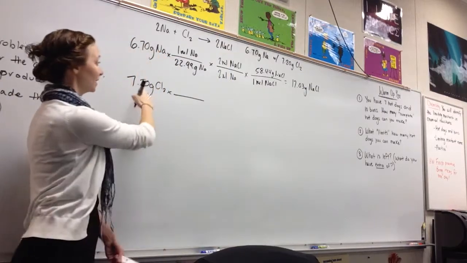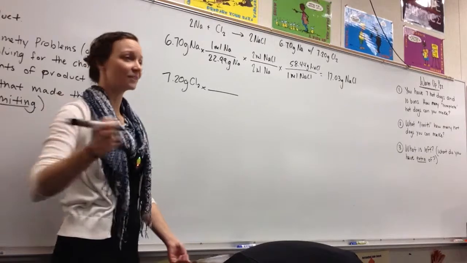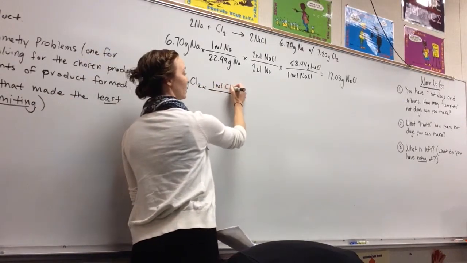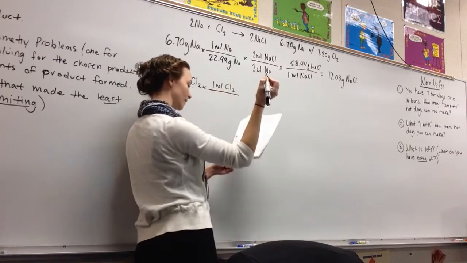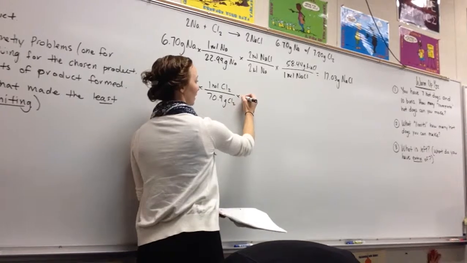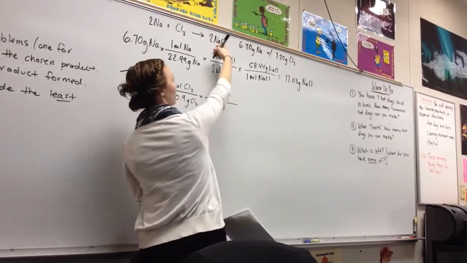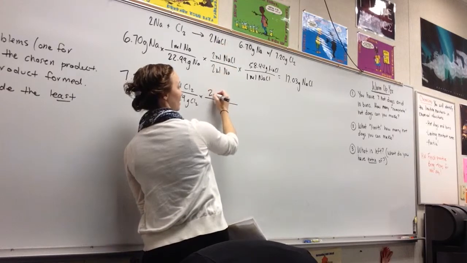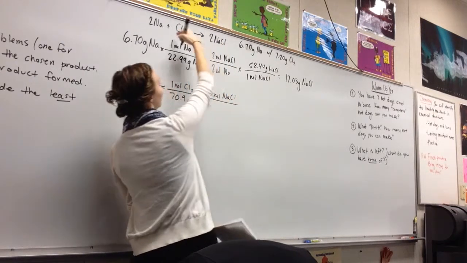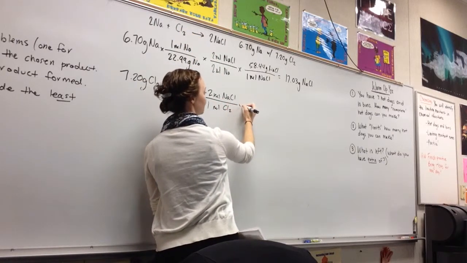So first step is going into what? Grams into moles. So I have to divide by my molar mass of Cl2. So 1 mole of Cl2 is 70.9 grams of Cl2. And then mole ratio step time, right? We're looking for the NaCl, so that's going to go on top. And then the Cl2 on the bottom, 1 mole Cl2.